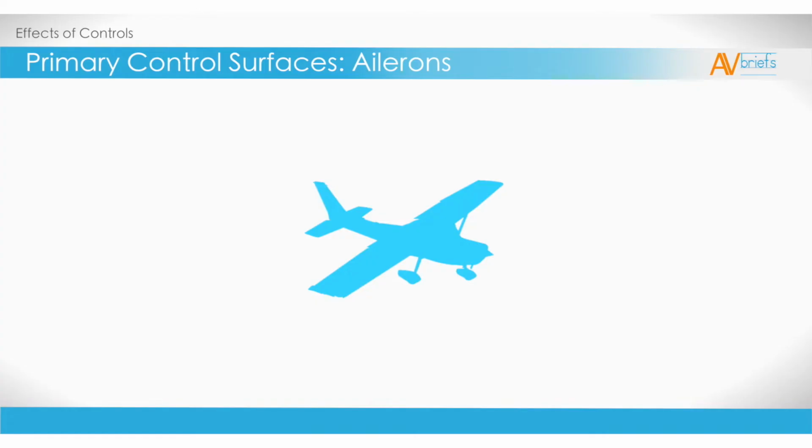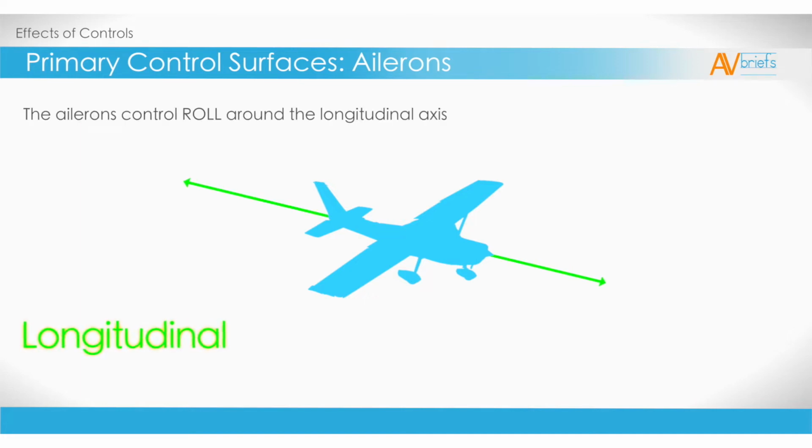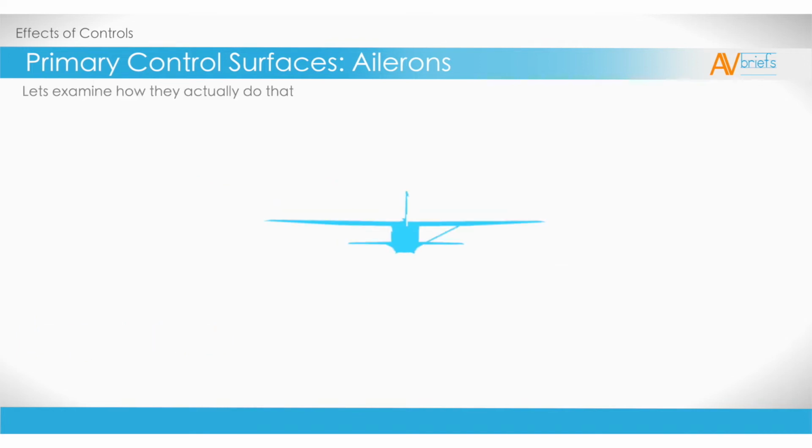The ailerons are incredibly important, as they allow us to bank the aircraft left and right and therefore turn. They control roll along the longitudinal axis. Let's examine how they do that. Let's take a look at the cross-section of the airfoil, and see that the aileron is on the trailing edge.